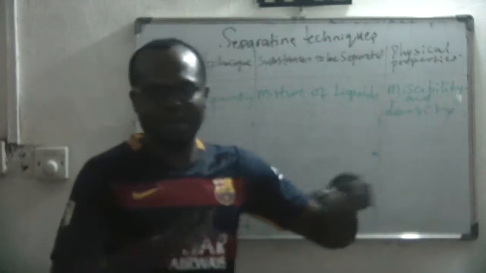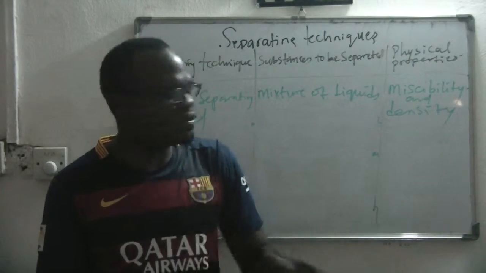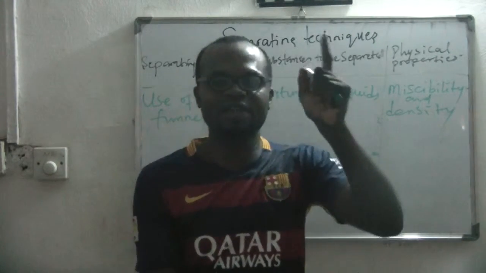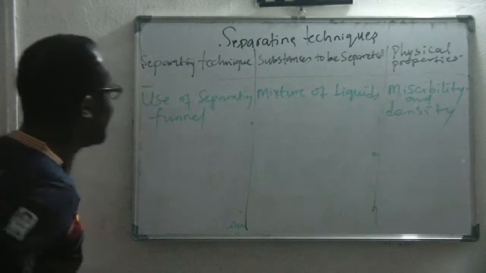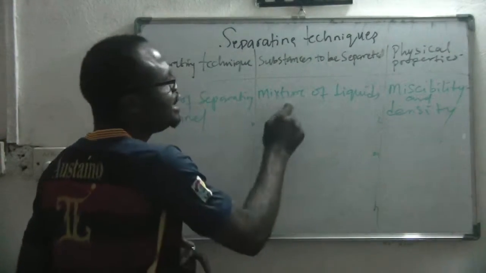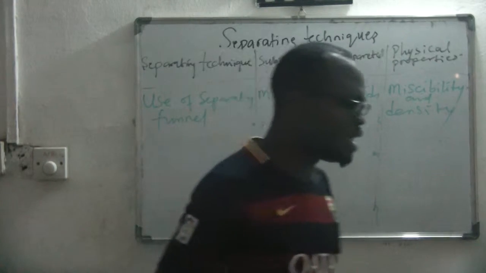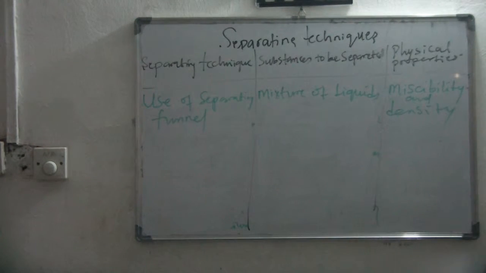Number one is that both of them are not mixable. They cannot mix together, so that's why miscibility is one of the properties. Then density will bring the water down, leaving the oil up, so that you can easily separate them. Is that clear? Mixture of liquids like oil and water, you use a separating funnel.